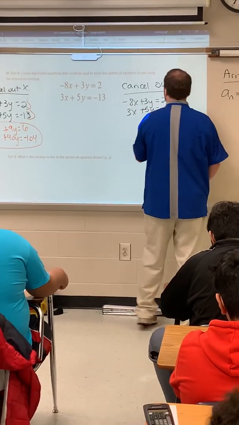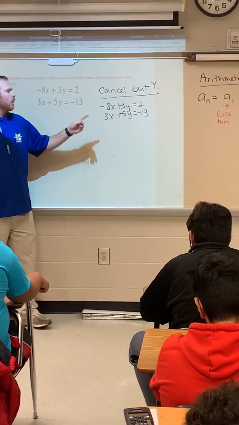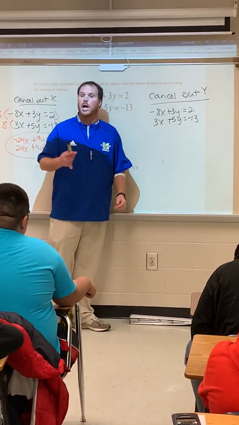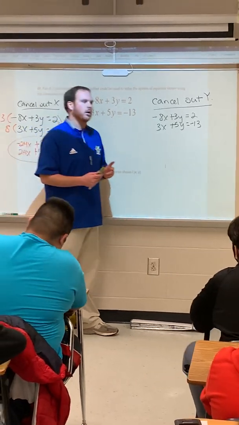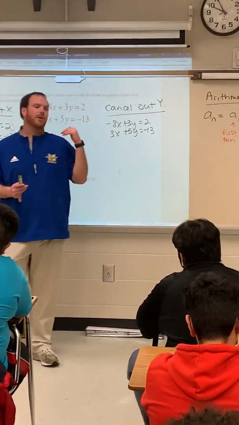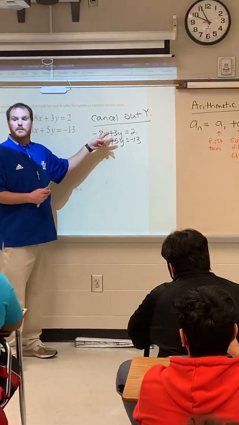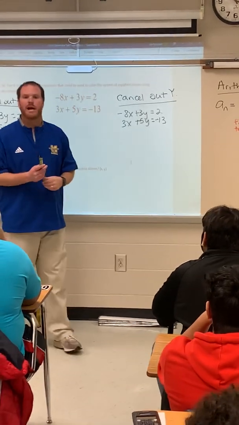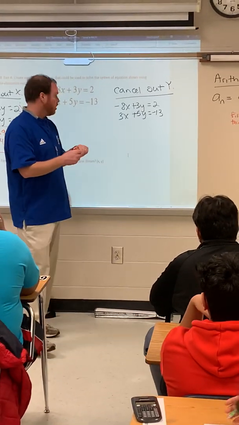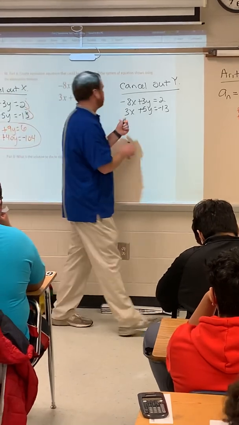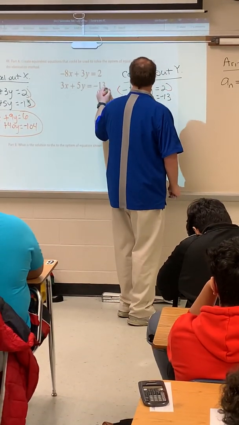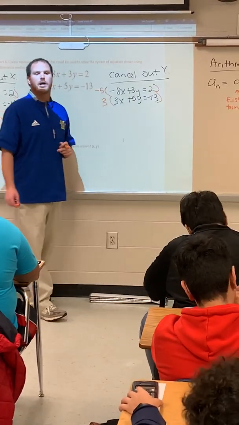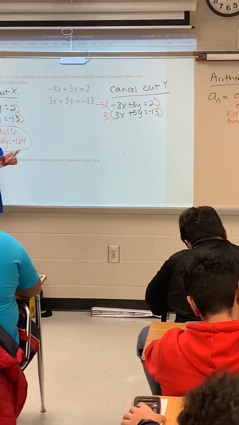So if I wanted to cancel out y, what's the next number that they have in common? 15, right? Now there's an issue here. Remember, one number has to be positive, the other one has to be negative. Well, both of these are positive. So I got to make sure that I make one of these negative, it doesn't matter which one. So we said multiply the top by -5 and the bottom by +3. That's perfect.